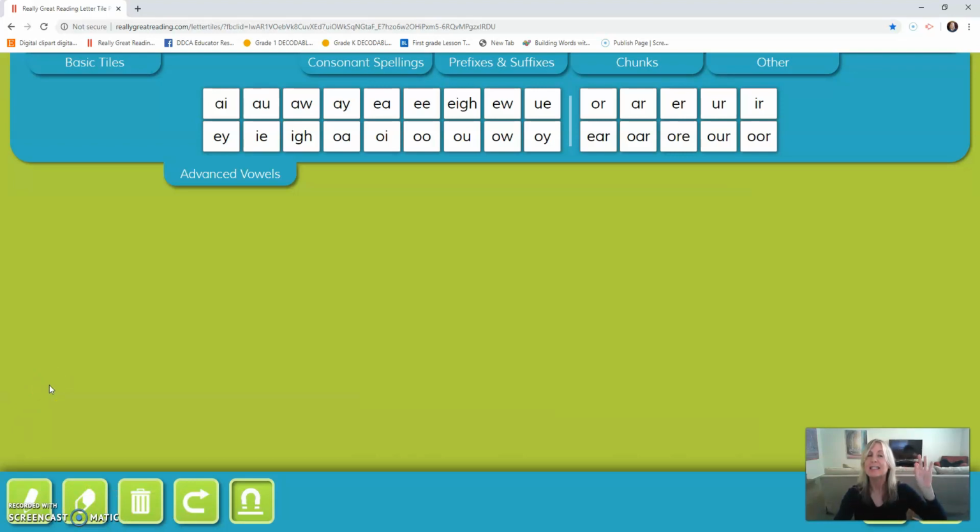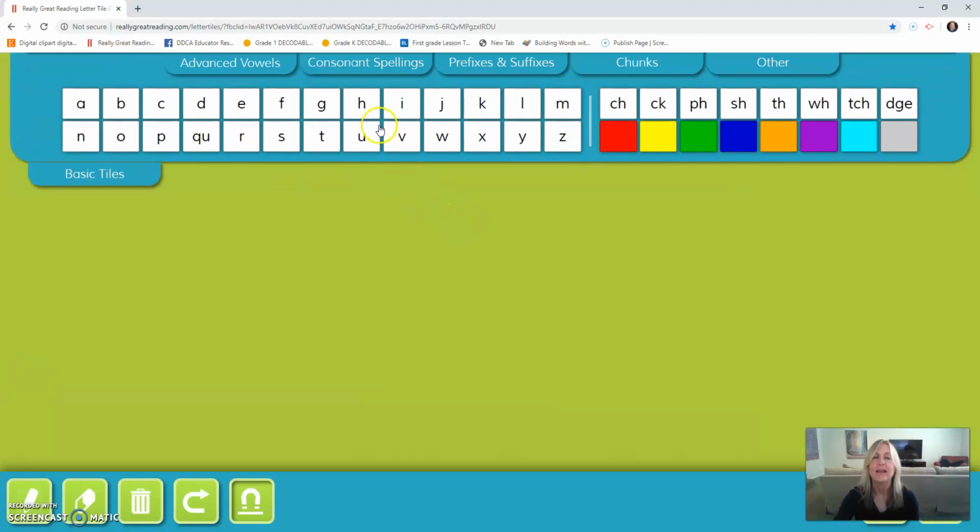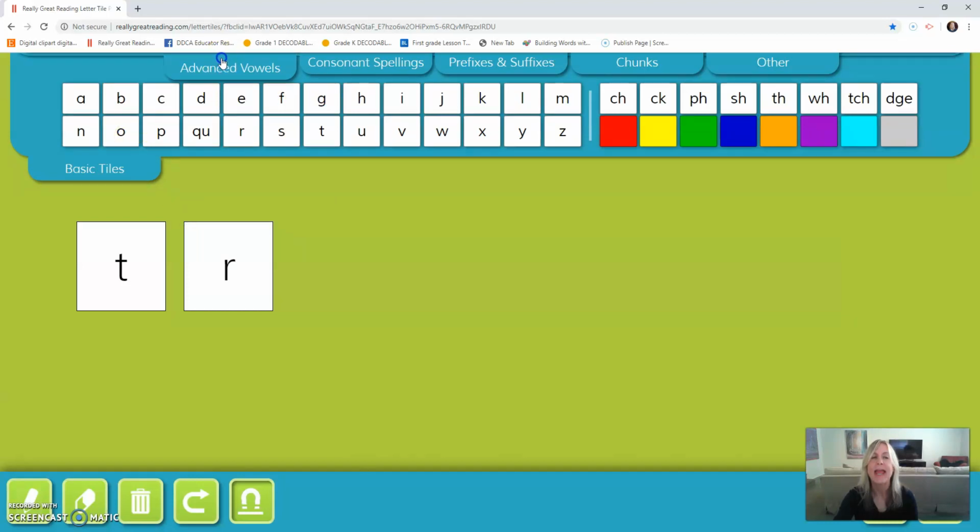Tray. T-r-a. Tray. This has a consonant blend at the beginning, like a couple of our words have today. It has 2 consonants that play close to each other. It makes them hard to hear sometimes. T, tr, tr, t, r. There we go. A.